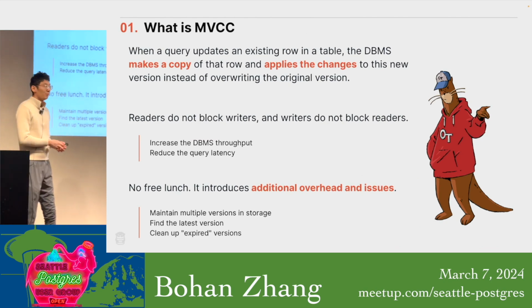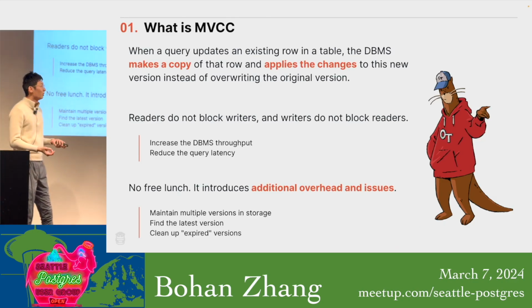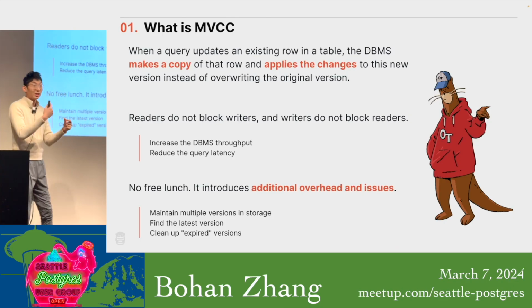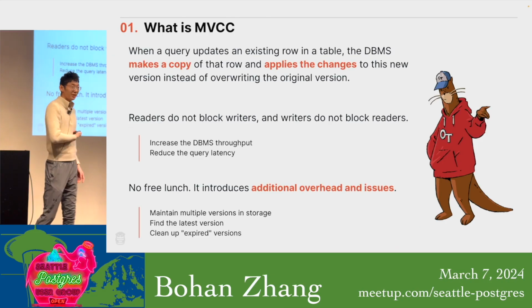For example, you need to maintain multiple versions of your data in your storage, and you need to find the latest version of your data because you have multiple versions. So you need to find the latest one, right? And you also need to clean up the old versions which are not used anymore. So all this introduces additional overhead and issues in MVCC.